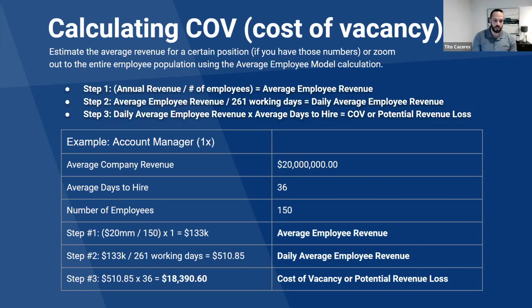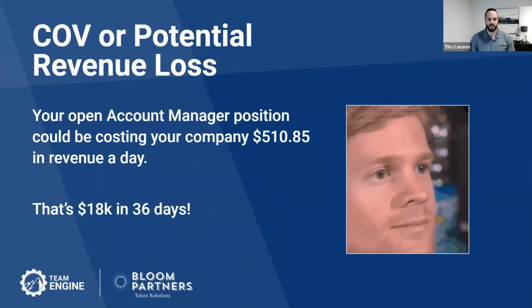So step 1, $20 million company, divide that by 150 employees. And you're going to land at your average employee revenue of 133,000 per employee. Then you're going to take that 133,000 in annual revenue, divide that by 261 working days to get our daily average employee revenue of $510.85. You take that 510, you multiply that times the national average, which is 36 days, and you're at 18,390 as your cost of vacancy or potential revenue loss.